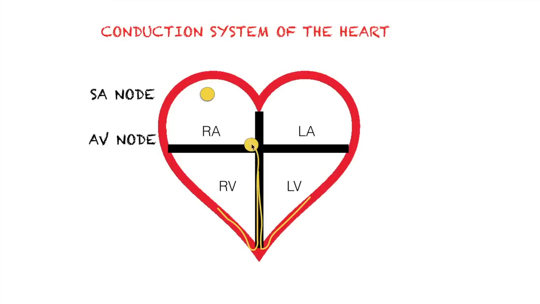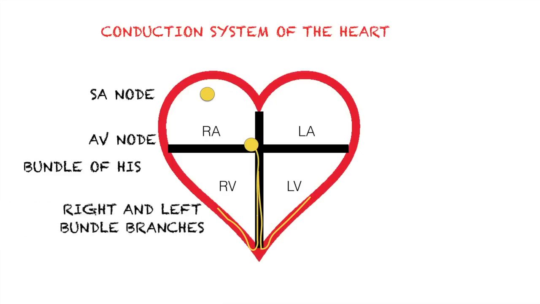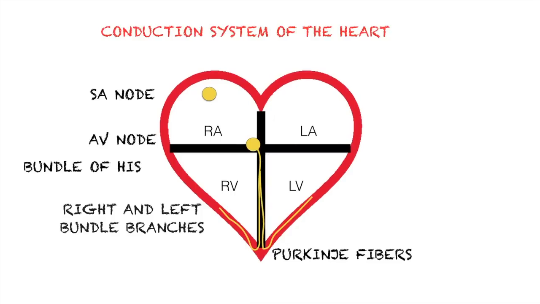From the AV node, it goes to the single structure called the bundle of His. From the bundle of His, the cells will bifurcate into two separate cells, one to the left and one to the right. These will now be called the left and right bundle branches. From the bundle branches, they will extend within the apex of the heart and will be called the Purkinje fibers. So again, the conduction system of the heart begins at the SA node, goes to the AV node, next is the bundle of His, the right and the left bundle branches, and then eventually the Purkinje fibers.